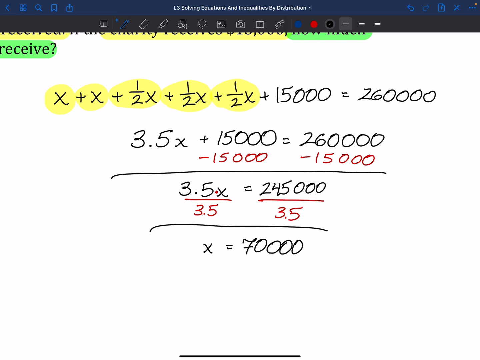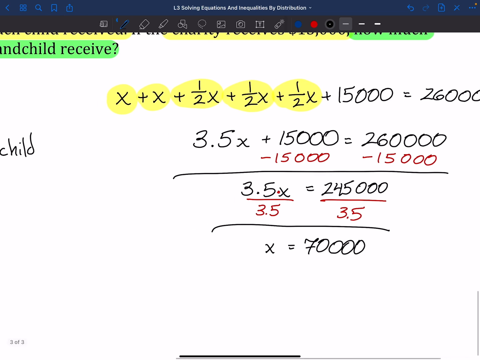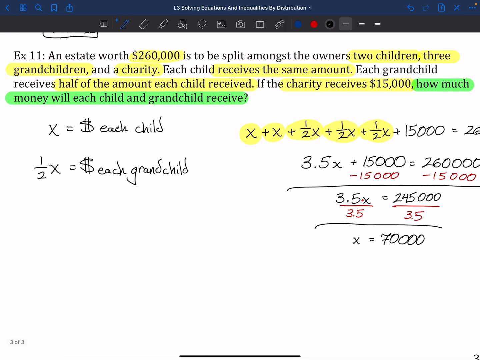All right, so now that we know what x is, we can actually finish the problem, right? We want to figure out how much money each child and grandchild will receive. All right, so each child is going to get $70,000, right? That's what x equals. If we wanted to figure out how much each grandchild is getting, we would split it in half, right? If you split 70,000 in half, each grandchild is getting $35,000. Pretty sweet.